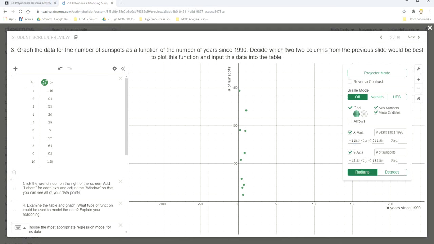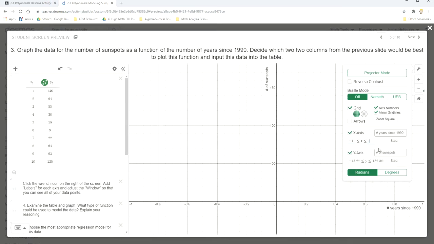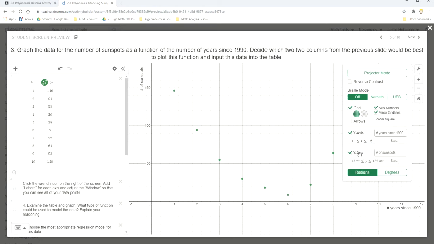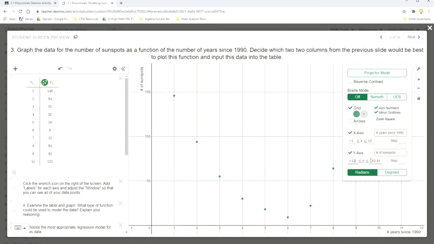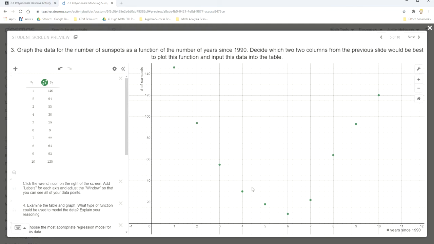And then I should change my window. Well, my x-axis only really goes from 1 to 10. So what I'm going to do is I'm going to make it go from, I like to go in the negative a little bit. So I'm going to make it go from -1 to maybe 12, just so I can kind of see, right? And then my y-axis, well, the y values at the lowest go to 9, at the highest are 146. So I'm going to make my y-axis go from, let's say, -10 to 150. Just because that's lower than my lowest and that's higher than my highest. And you can see here, now I can actually see the data in a much nicer fashion, right?